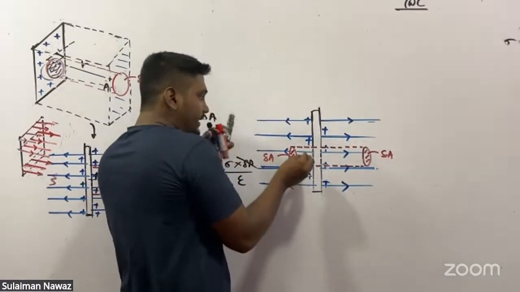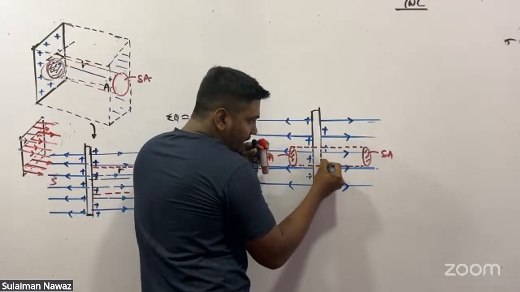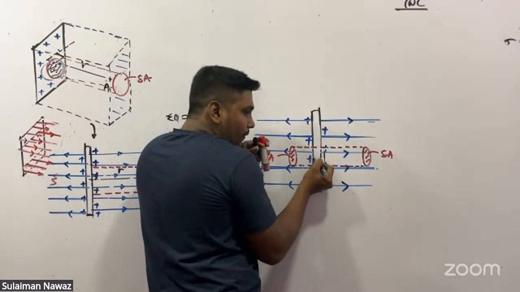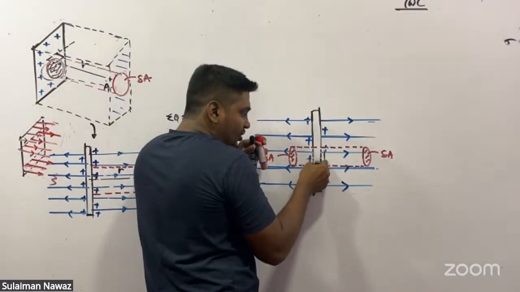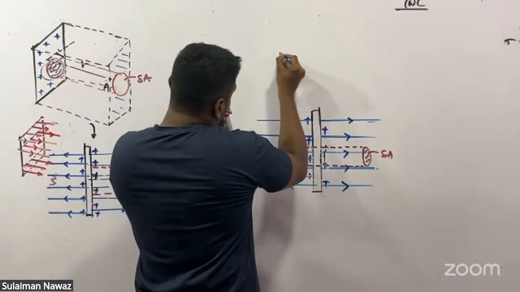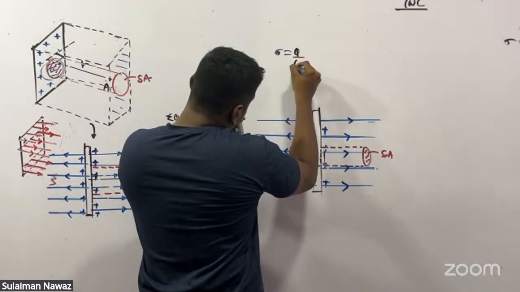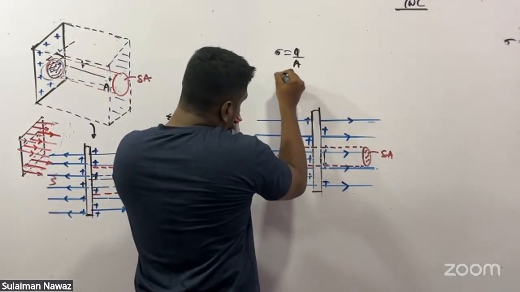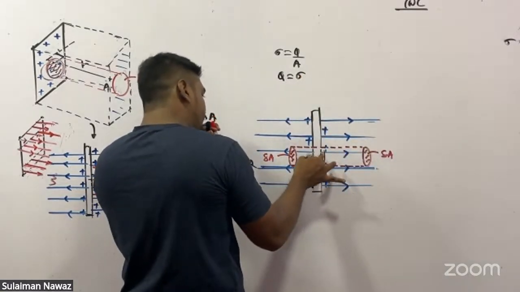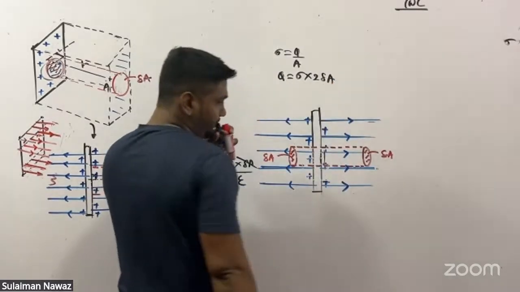If you want to find the total charge, you need to understand the charge stored on this side of the plate as well as the charge stored on the left side of the plate. We know that sigma equals q over area. So the total charge equals sigma into the total area, delta A plus delta A, which is 2 delta A.